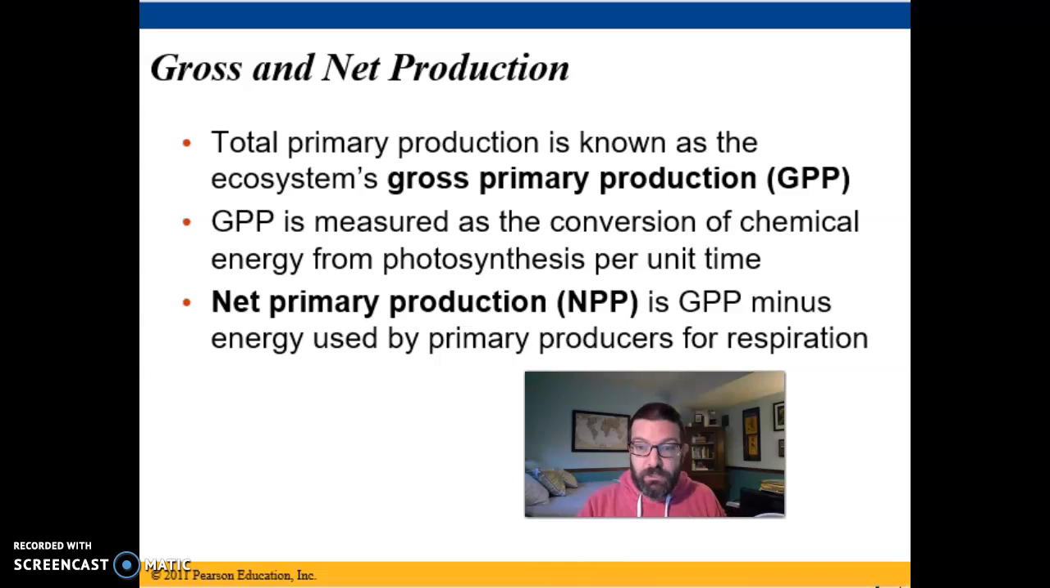That said, plants have to use some of that energy to live. Not just to build their bodies, but to do things like cellular respiration, to move things around in their cells, etc., etc. And so if you take that gross primary production and you get rid of the energy used for things like cellular respiration, what you have left is essentially what they put into their bodies, and that's net primary production. This is essentially what can move up the food chain.